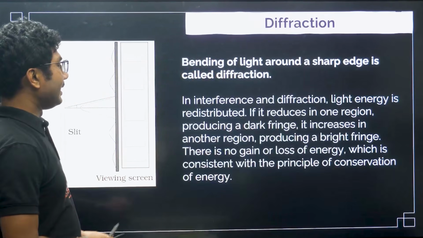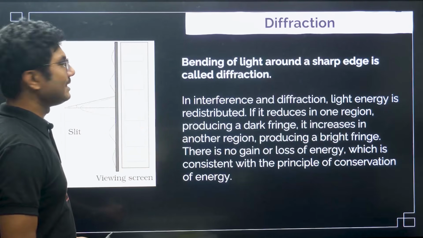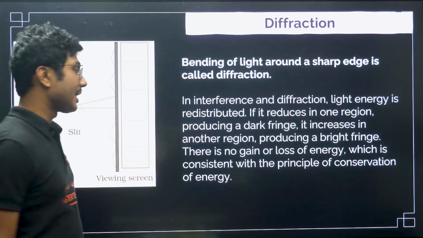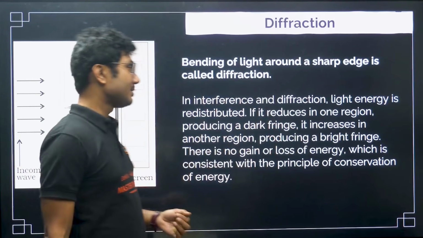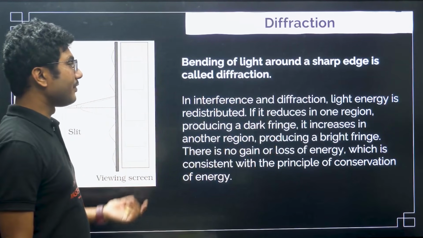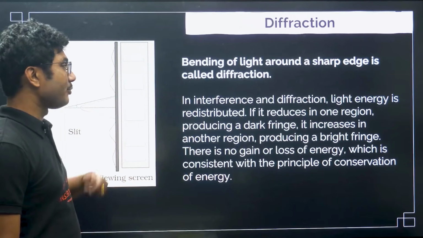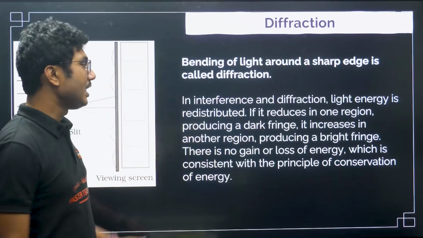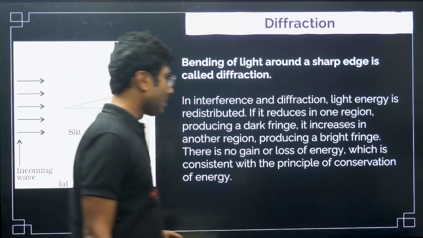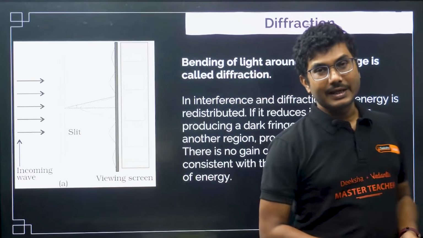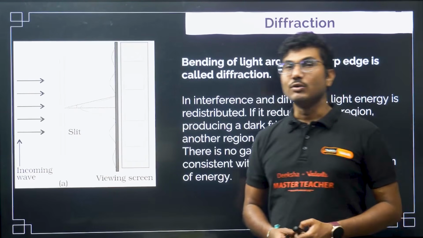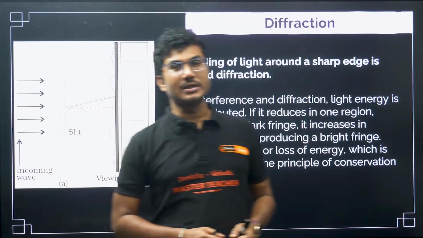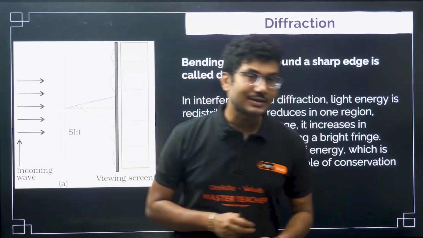In interference and diffraction, light energy is redistributed. If it reduces in one region, that means destructive interference, producing a dark fringe. It increases in another region, producing a bright fringe. There is no gain or loss of energy, which is consistent with the principle of conservation of energy. So, interference or diffraction, they do not violate the conservation of energy principle. Energy is conserved in diffraction as well as interference.